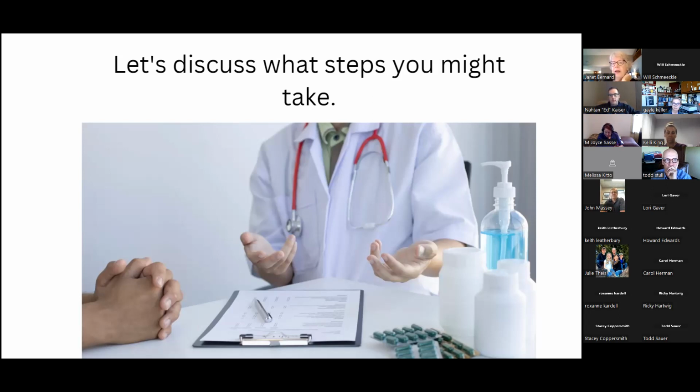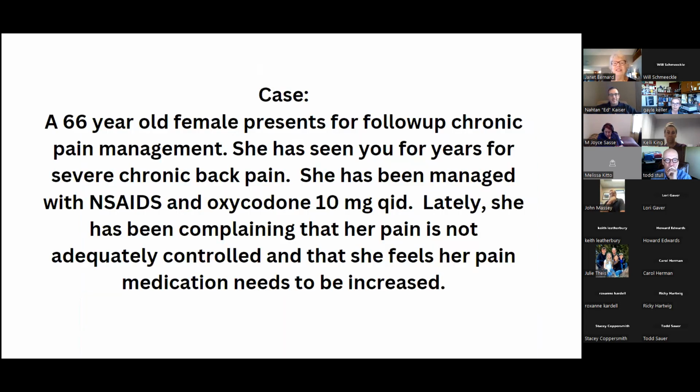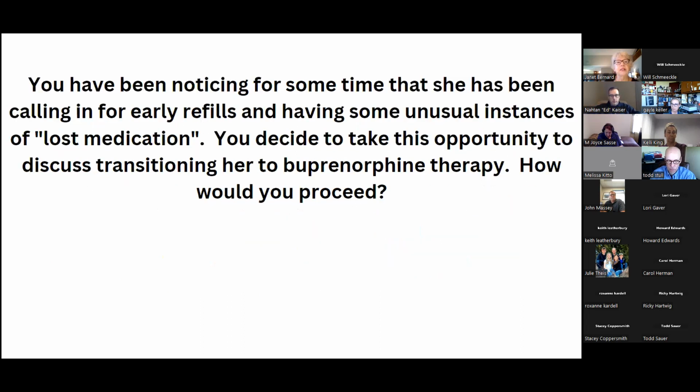That probably brings up my next case that I'm going to present and then have John talk about. A 66-year-old female presents for follow-up chronic pain management. She's seen you for years for severe chronic back pain. She's been managed with NSAIDs and oxycodone 10 QID. Lately, she's been complaining that her pain is not adequately controlled and she feels that her medication needs to be increased. You've been noticing for some time that she's been calling in for early refills and having some unusual cases of lost medication. You decide to take this opportunity to discuss transitioning her to buprenorphine therapy, and how would you proceed?